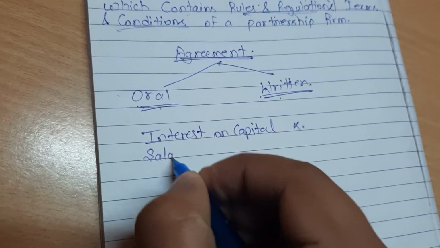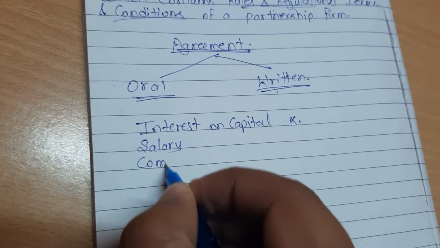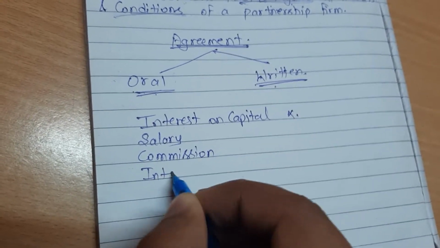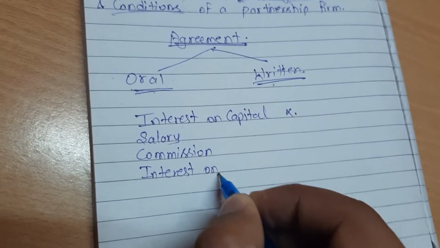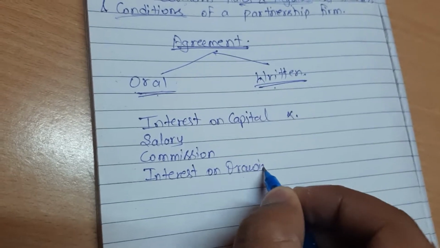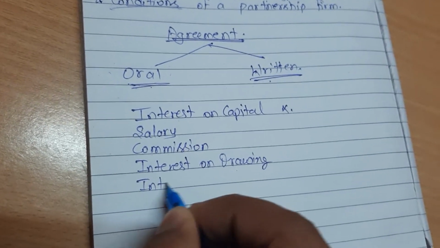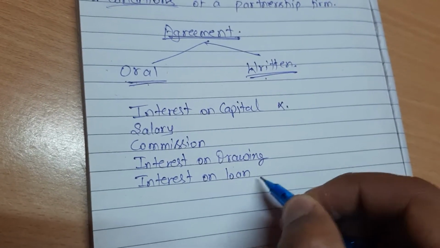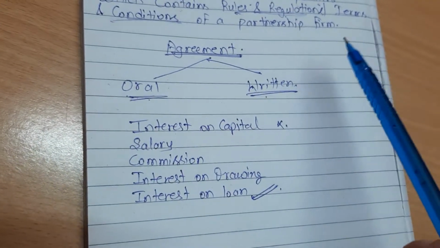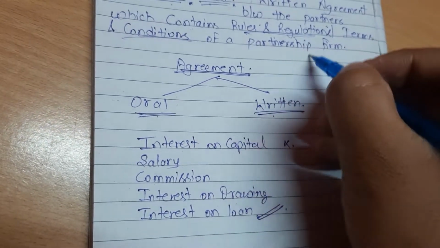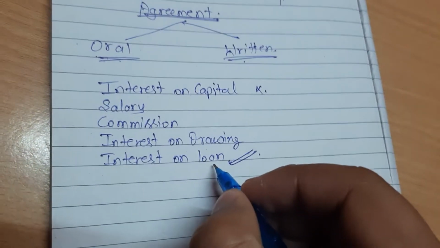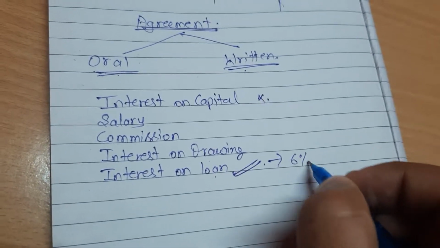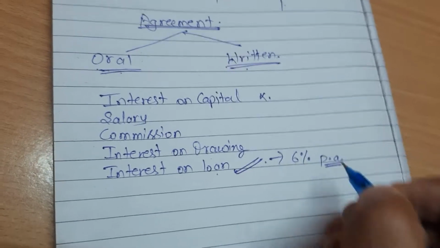Similarly, in case of oral agreement, salary, commission, interest on drawing, interest on loan, these things are not payable except this loan. Partnership Act 1932 says that if there is no information regarding interest on loan, still it will have to be charged at the rate 6% per annum.